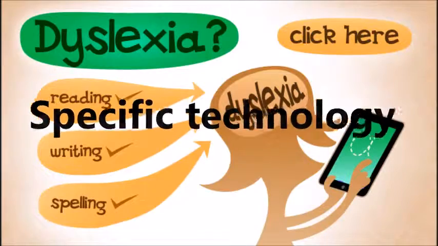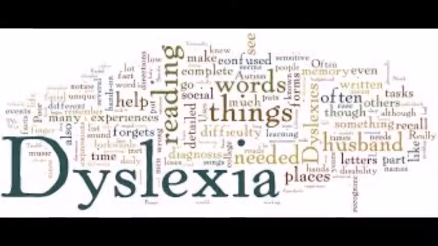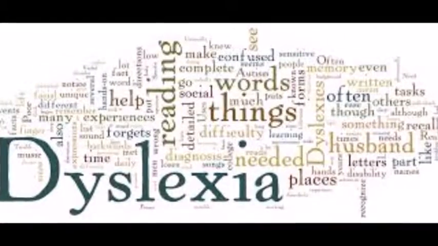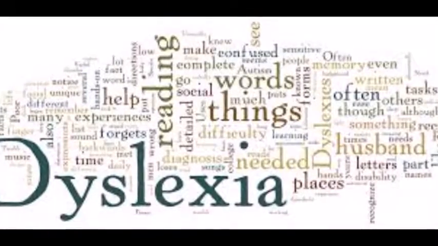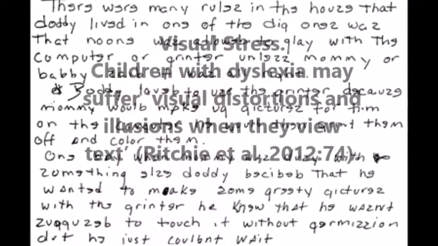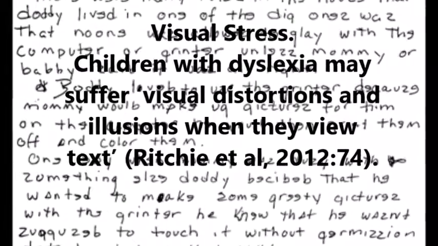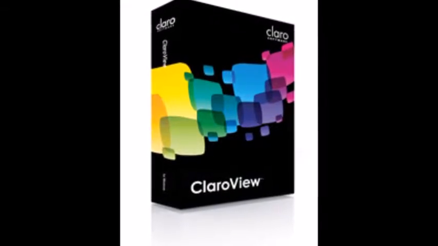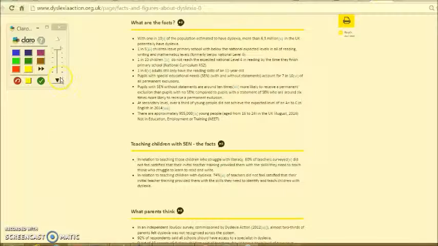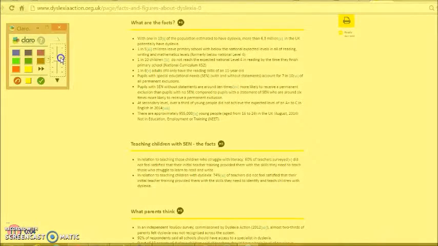Specific technology can refer to software designed for people with dyslexia. Being dyslexic myself, I have first-hand experience on how different software can help improve reading and writing. One of the symptoms of dyslexia is visual stress on the eyes when reading. ClariView is a program that allows you to tint your laptop or computer screen to different colours in order to view and read the text more clearly.